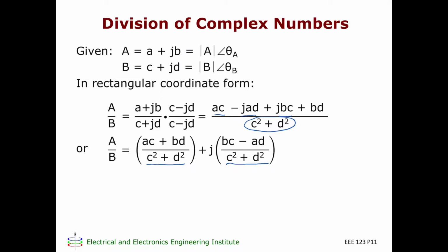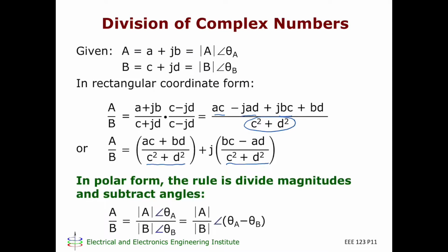If we had done this in polar form, the rule would have been just to divide magnitudes and subtract angles. Again, this is very apparent from the exponential form of the complex number. So a over b would simply be the magnitude of a divided by the magnitude of b at an angle of theta a minus theta b.